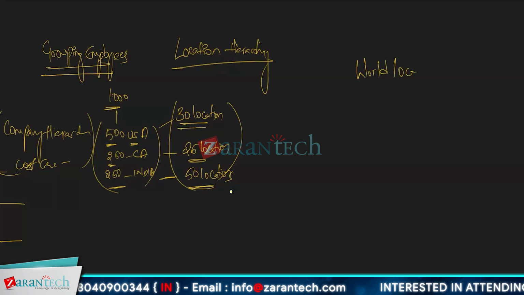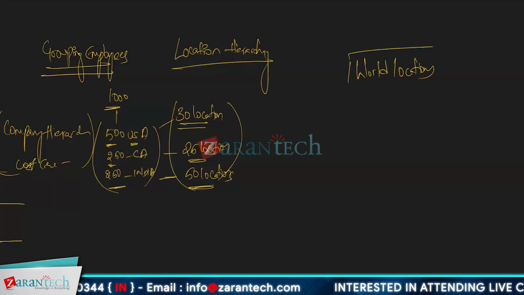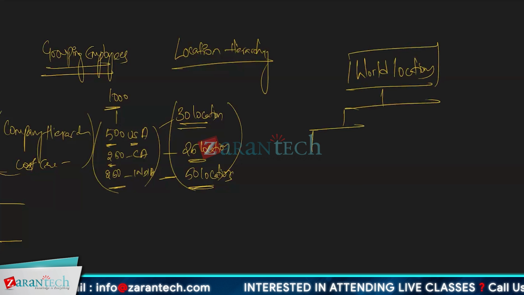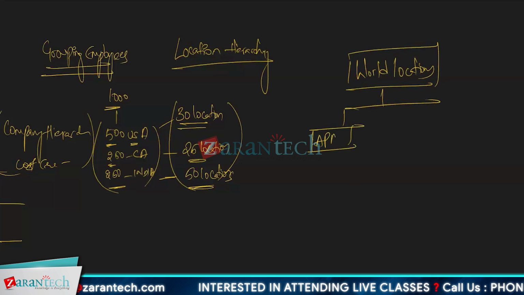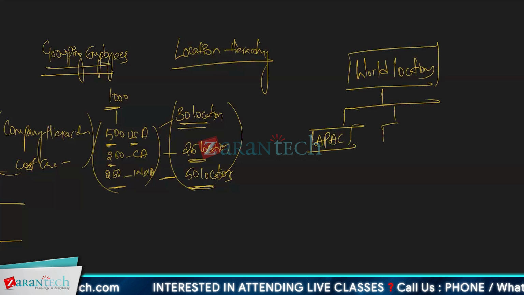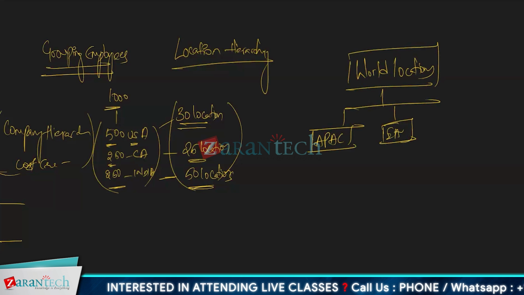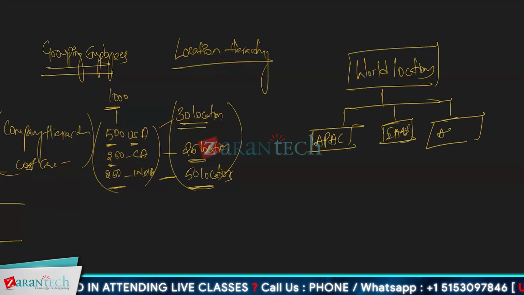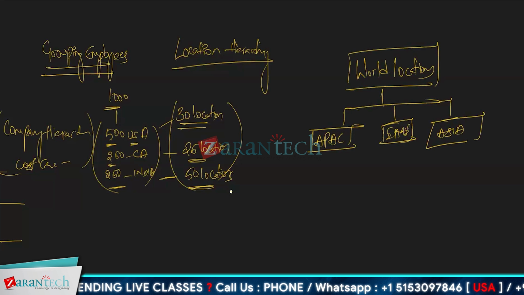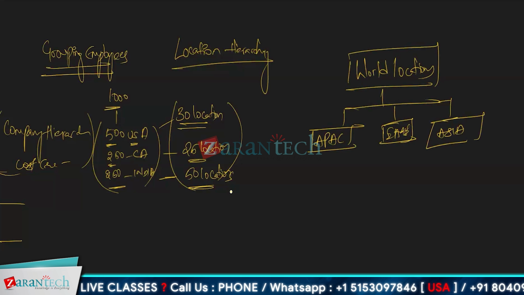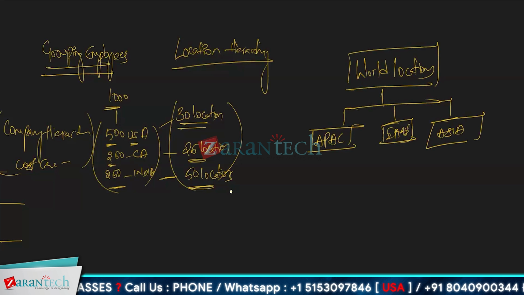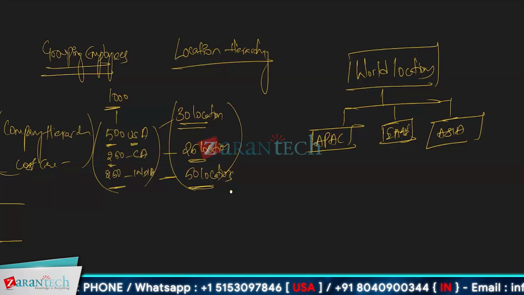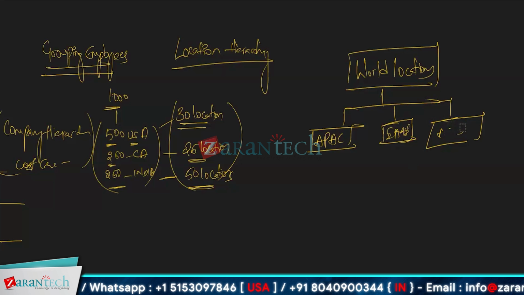So world locations, and under this hierarchy you will create another level like this. You'll separate it by regions, like APAC, EMEA, suppose Asia. These are different regions. If you are familiar with HR, you might come across these terminologies like APAC, called Asia Pacific, EMEA.